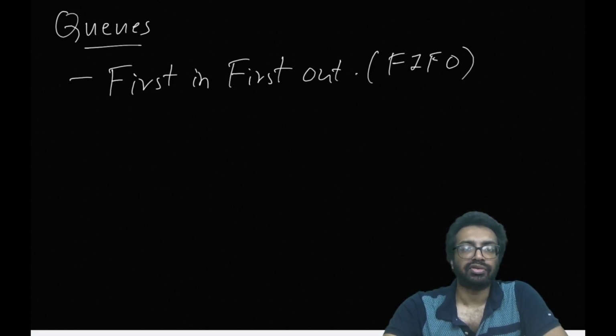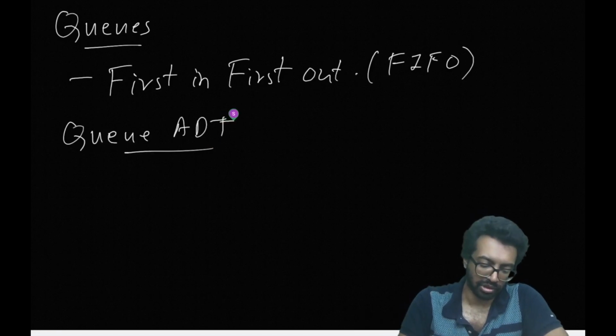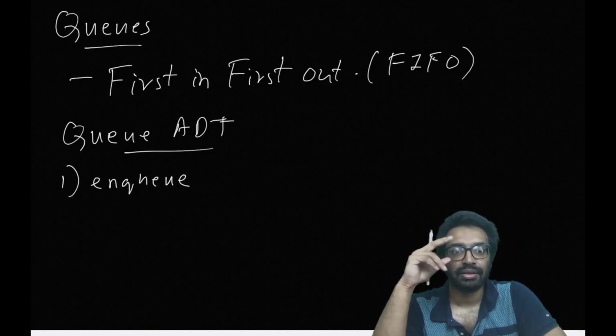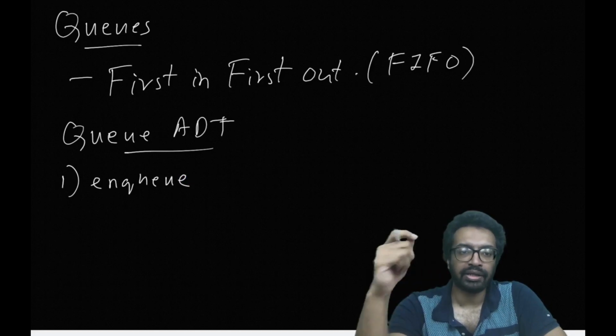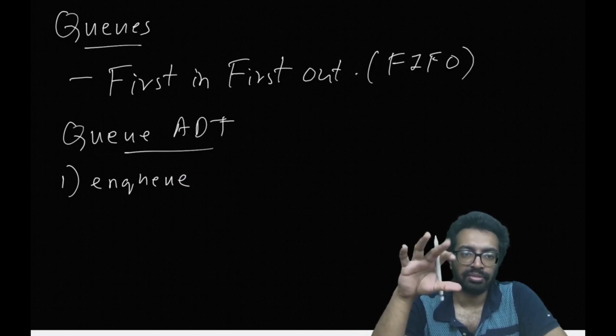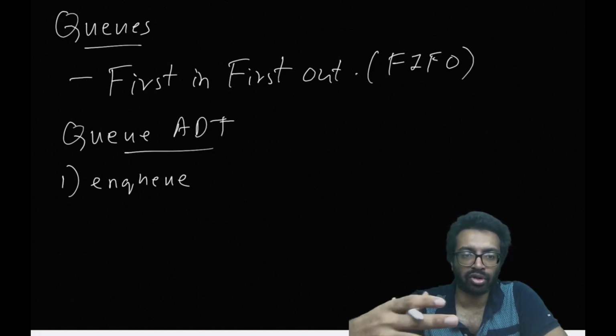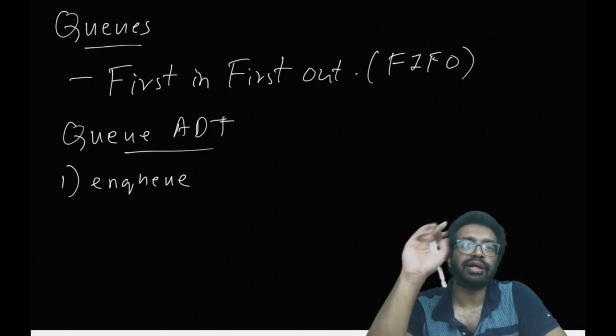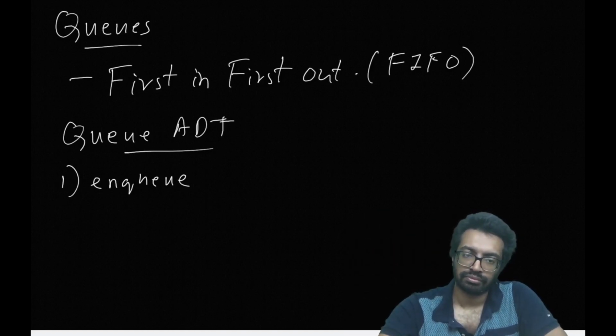What are the functions of a queue ADT? Okay, one is Enqueue. Enqueue is similar to push into a stack, but we call it Enqueue. For a queue, enter queue. You're going to enter the queue, right?